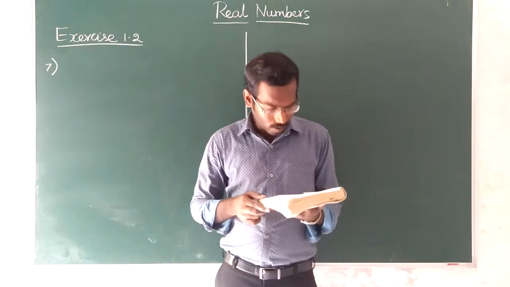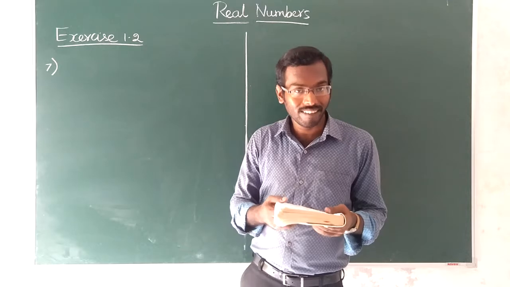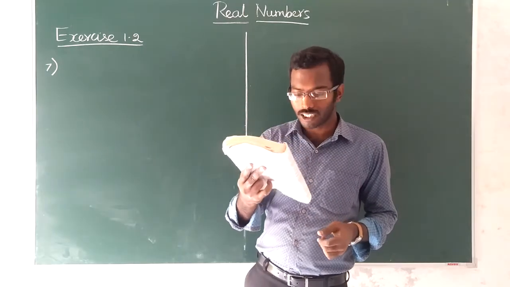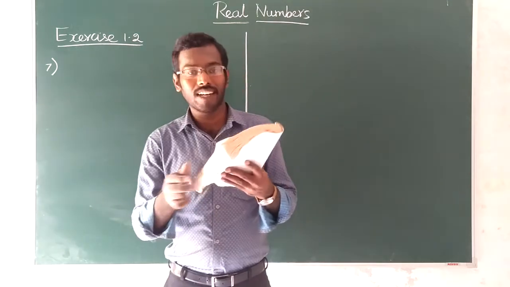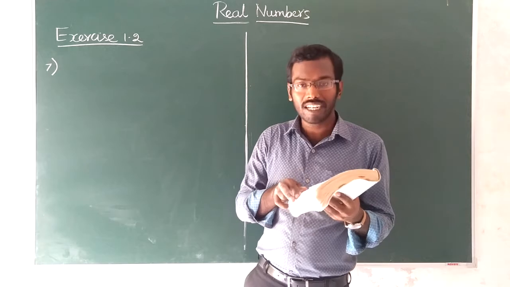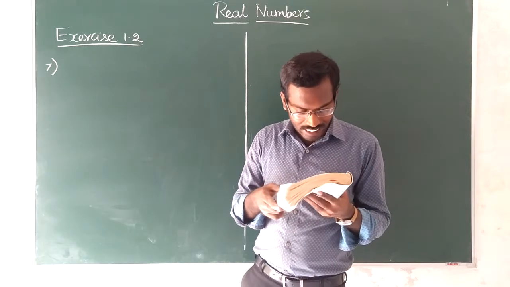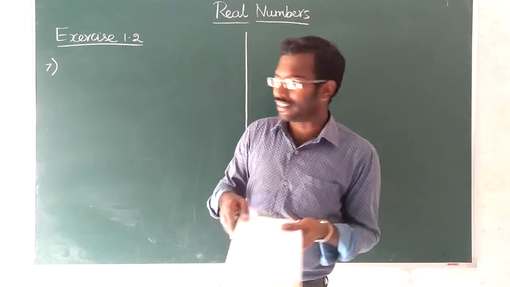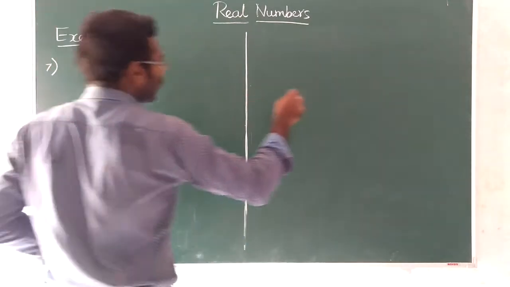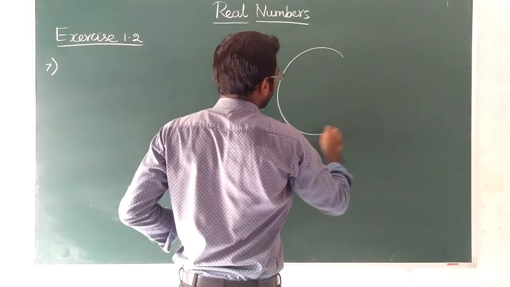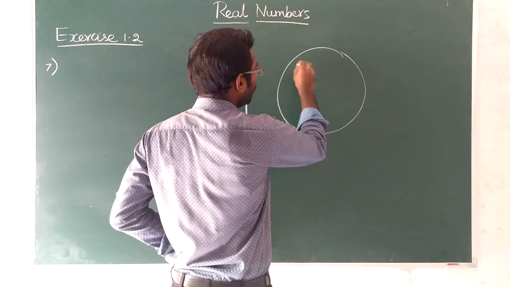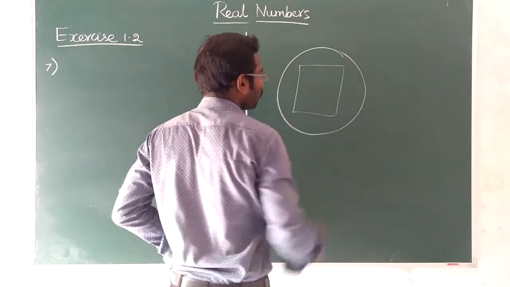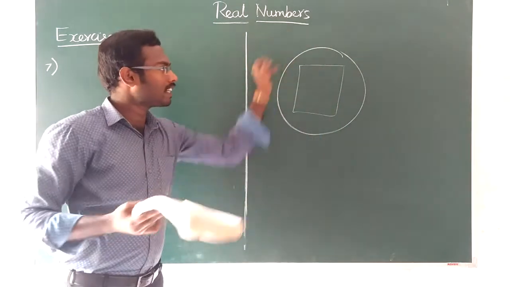Okay children, now let us look at the last sum, the seventh sum of exercise 1.2. With this the exercise will get over. So please listen, it's a word problem. It says that there is a circular path around a sports field. So there is a circular path here around a sports field. Maybe this is a sports field. So there is a circular path.